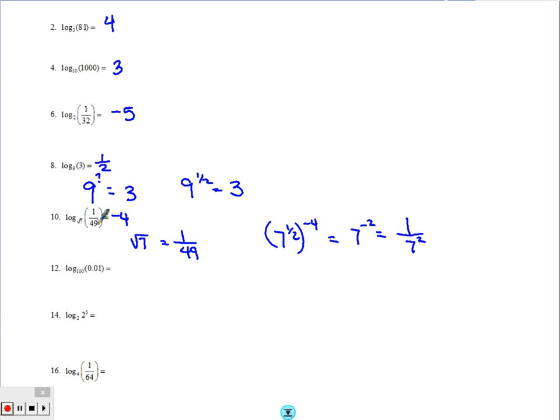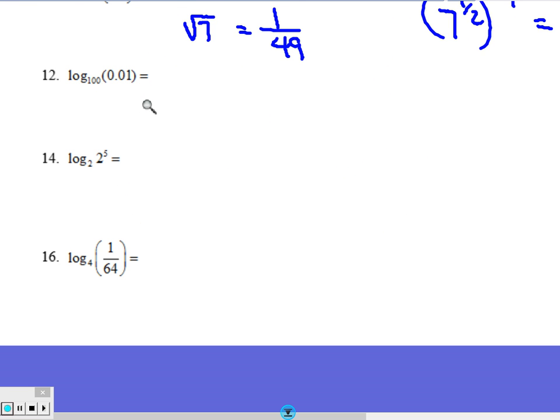All right, let's see. Here, I'd like to change this one to a fraction. So this says 1/100th.